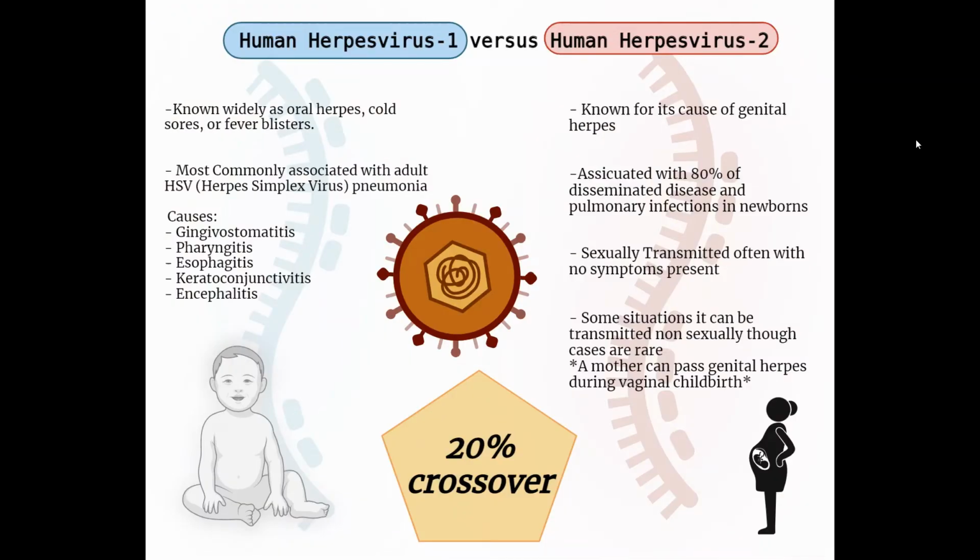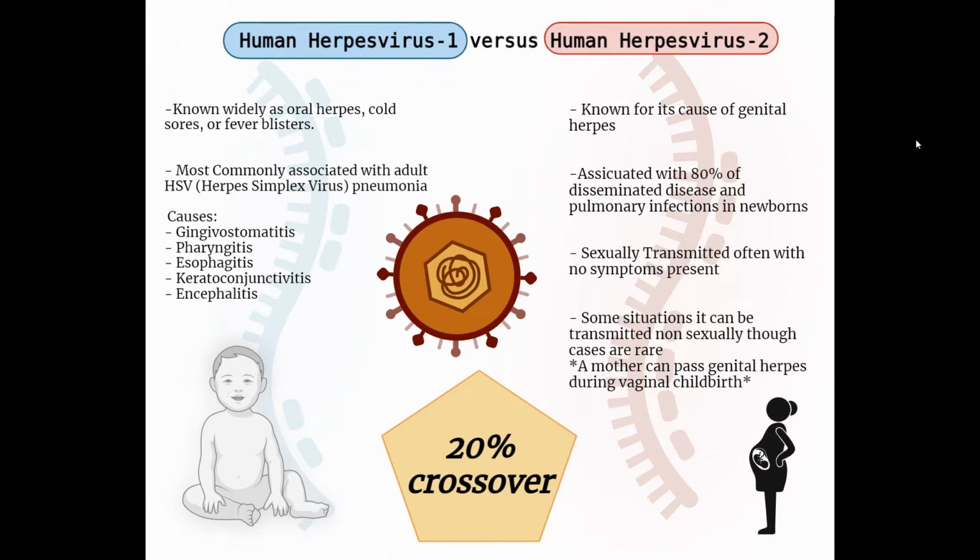On this slide, I'll be discussing the differences between the human herpes virus 1 versus the human herpes virus 2. The human herpes virus 1 is known widely as oral herpes, cold sores, or fever blisters. This is most commonly associated with adult herpes simplex virus pneumonia. This is seen mostly in children as they get early exposure. The causes include gingivostomatitis, pharyngitis, esophagitis, keratoconjunctivitis, encephalitis.